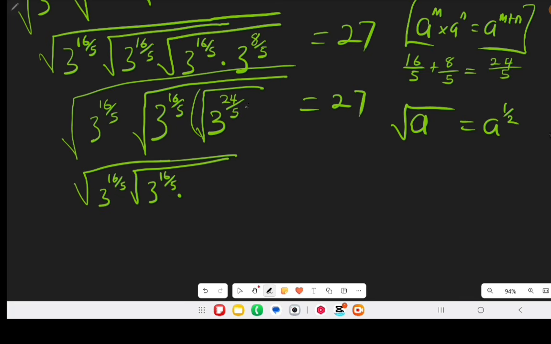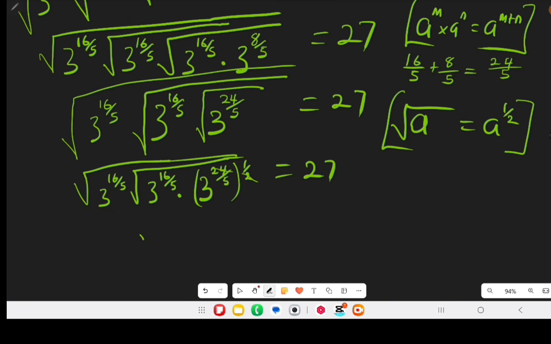times, we are changing this to power, which is of this form, which is the same thing as 3 raised to the power of 24 all over 5, all raised to the power of 1 over 2. Will it give us 27? Let's see. If we multiply the powers here, 2 can cancel 24, which is 12.